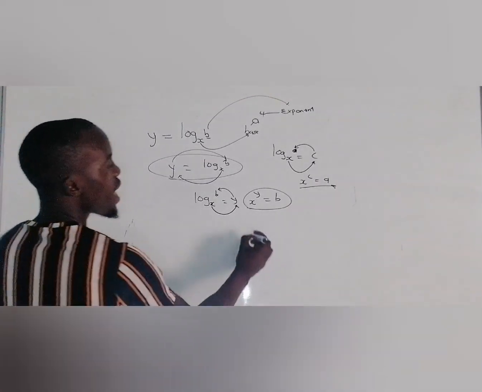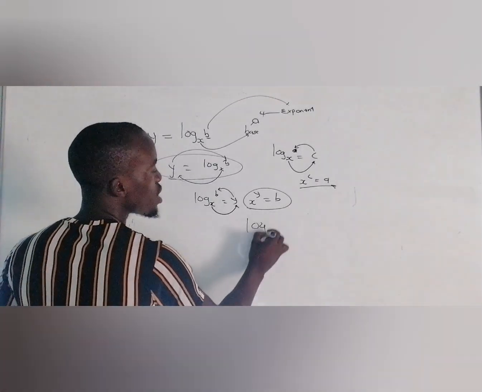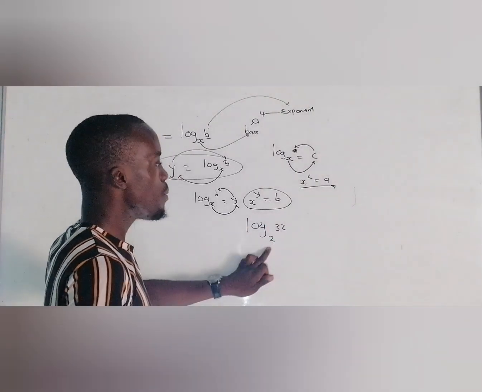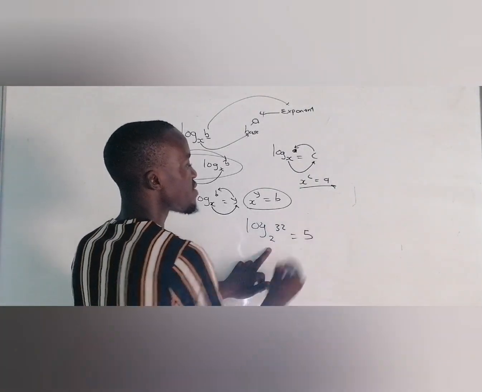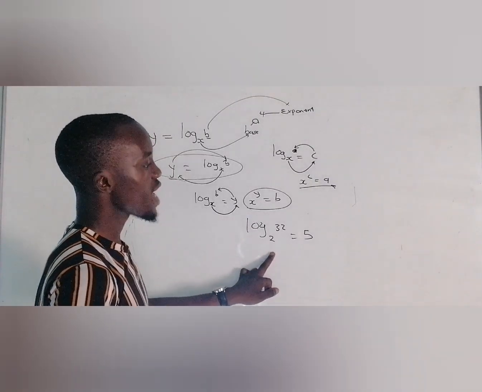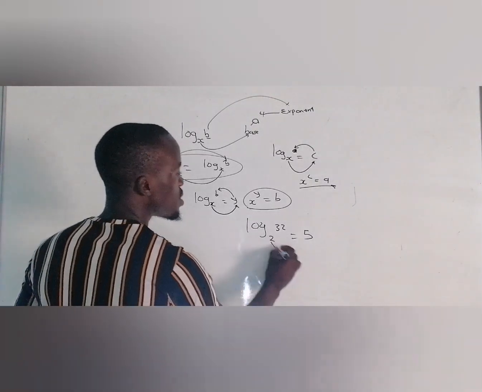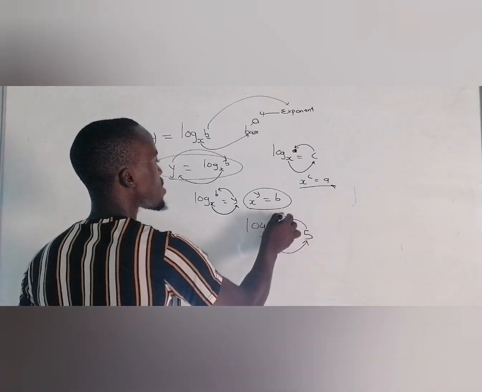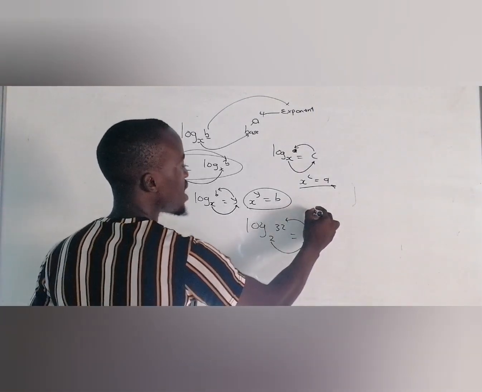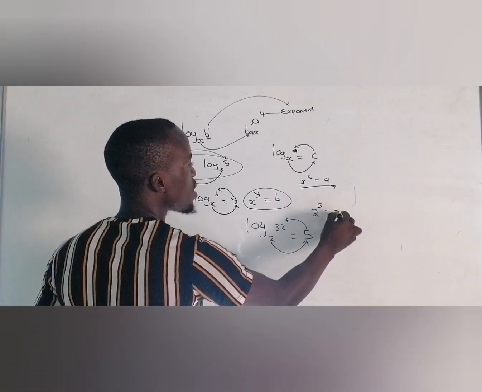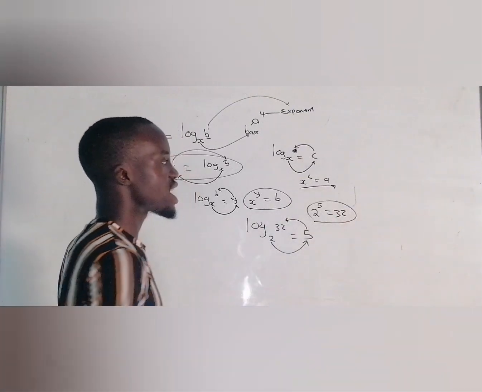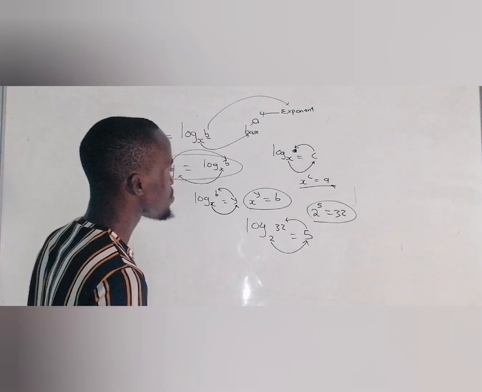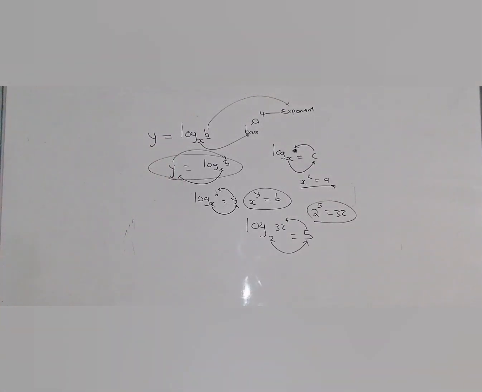For example, let's say we have log 32 base 2 equals 5. Then they want you to convert it to exponential form. Just do this: 2 to the power 5 equals 32, meaning that we have the answer as 2 to the power 5 equals 32. I've written it in an exponential form. So it's very, very important for you to know this. It's very important, guys.